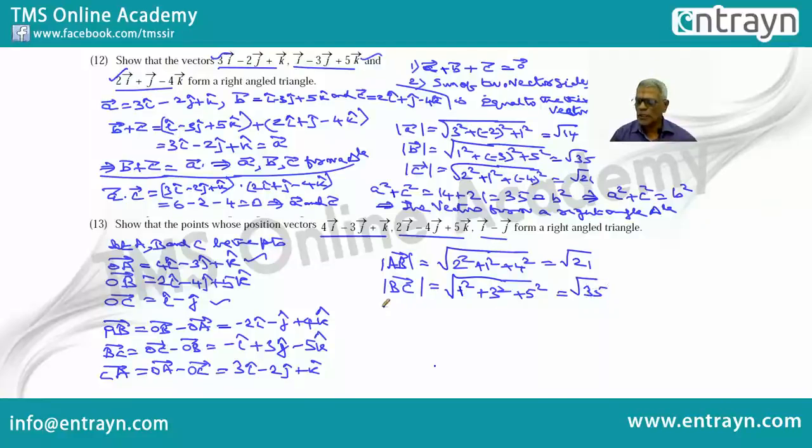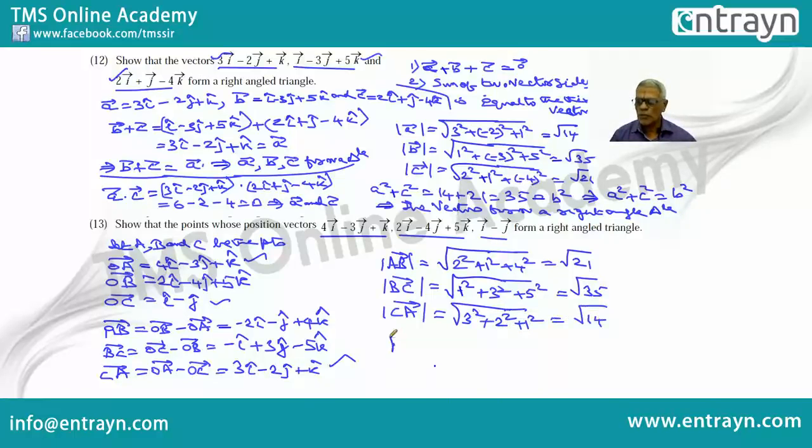Then modulus of CA vector. CA vector is 3i minus 2j plus k. So modulus of CA vector is root of 3 square plus minus 2 the whole square, that is 2 square, plus 1 square, which is nothing but root 14.